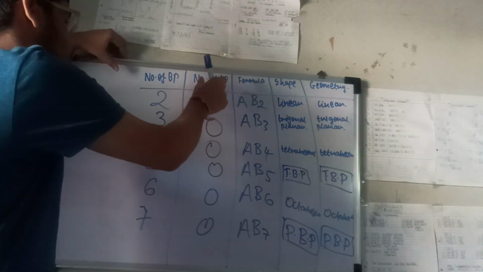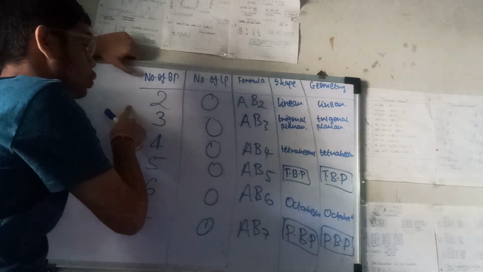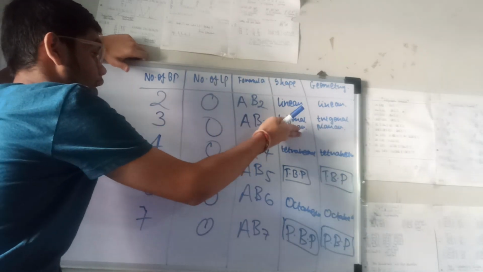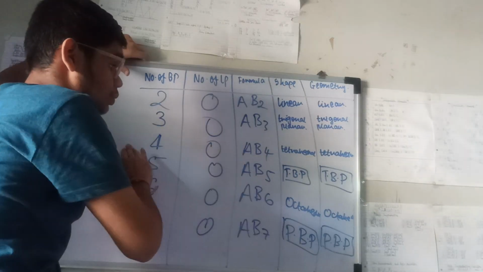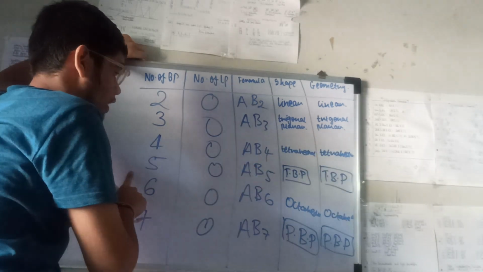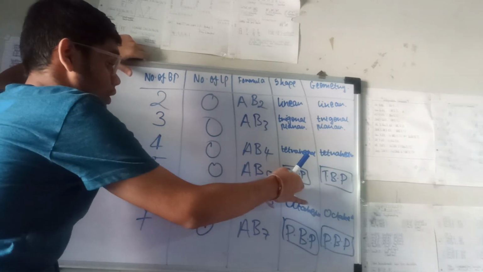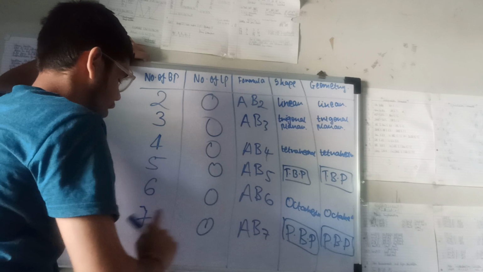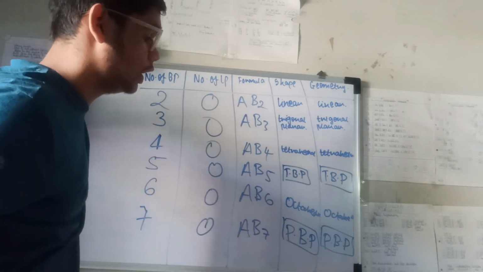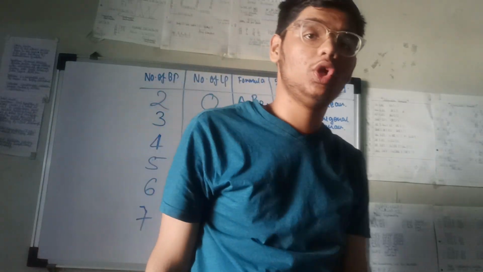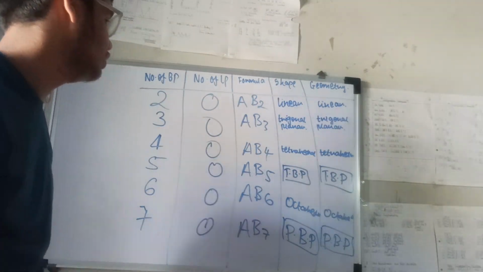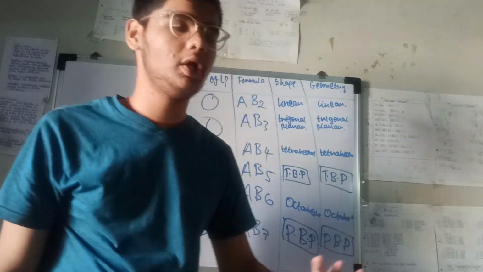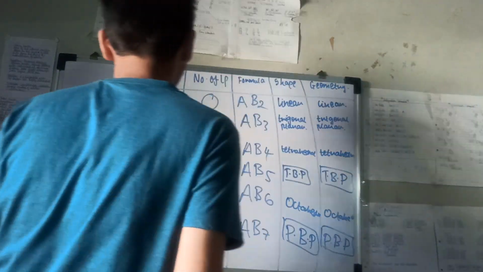Generally I can say if no lone pairs, then if Z is equal to 2, shape is linear, geometry also linear. Z equal to 3, no lone pair, trigonal planar. 4, tetrahedral. 5, no lone pair, trigonal bipyramidal and geometry also trigonal bipyramidal. 6, octahedral. 7, no lone pair, pentagonal bipyramidal and geometry also pentagonal bipyramidal. Now let's see the variations. If a lone pair is coming, the shape will vary, because shape has nothing to do with the lone pair.